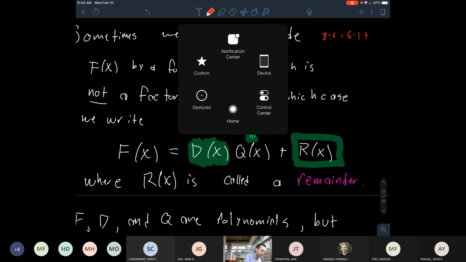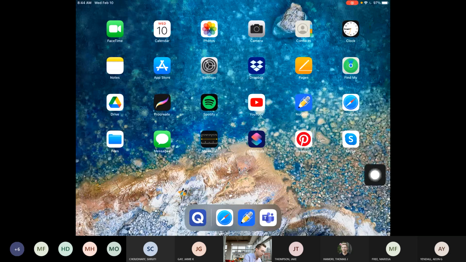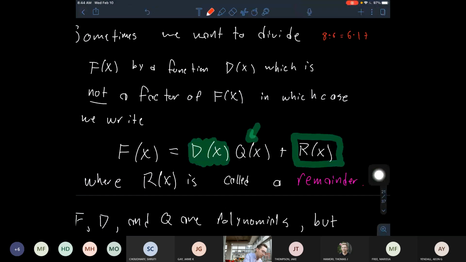Plus 2, okay. Right, where this 2 here would be the remainder. So this is the connection back to the intuition that you might have had from grade school.